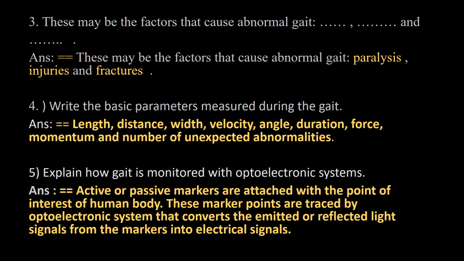Question 4 is, write the basic parameters measured during the gait. Answer is length, distance, width, velocity, angle, duration, force, momentum, and number of unexpected abnormalities.